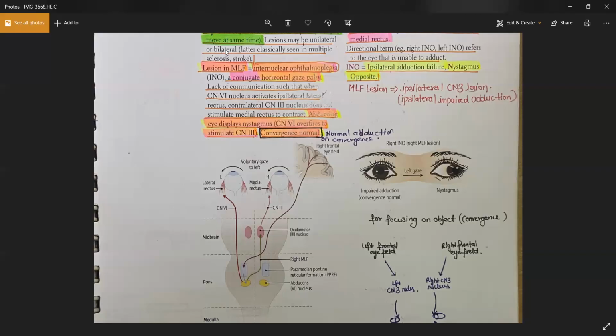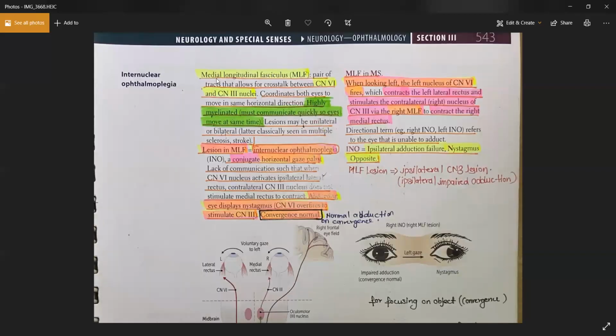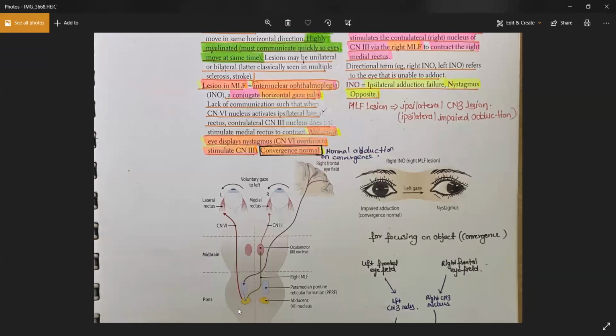Now look at all these lesions. You have the MLF, which are basically a pair of fibers that connect the sixth nerve to the third nerve nuclei. They are highly myelinated, and that's why the information travels very quickly, which of course you need in order to move your eyes, because the fibers have to travel from the sixth nerve to the third nerve, from the pons to the midbrain, so that this delay must be decreased in order to get a coordinated movement, and that's why the fibers need to be highly myelinated.